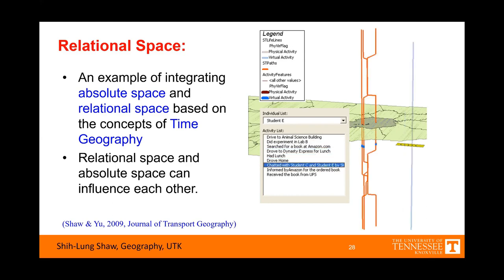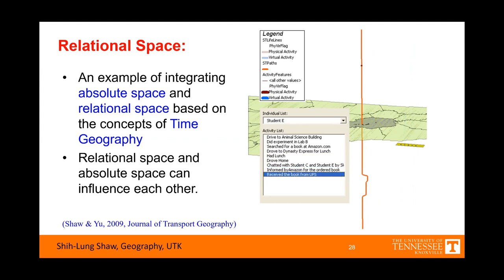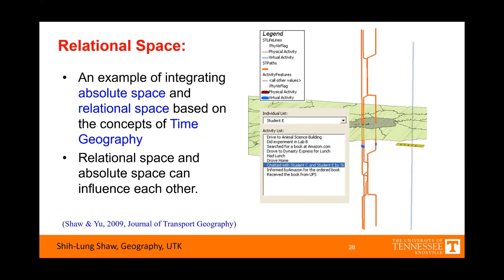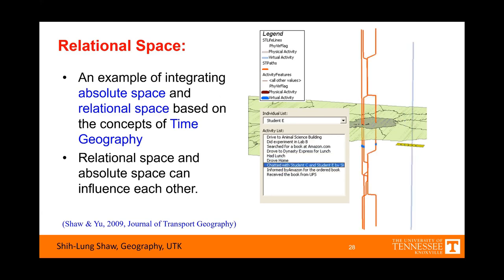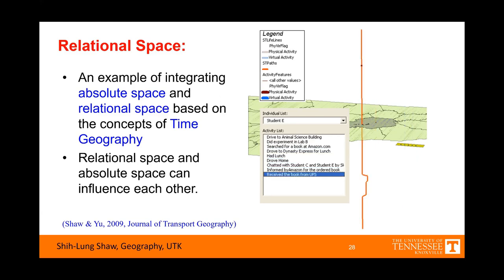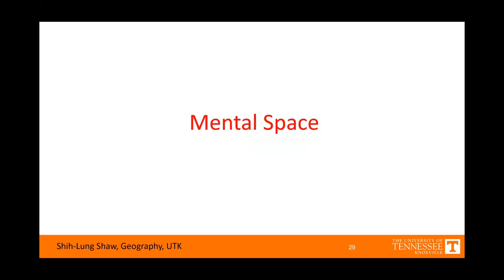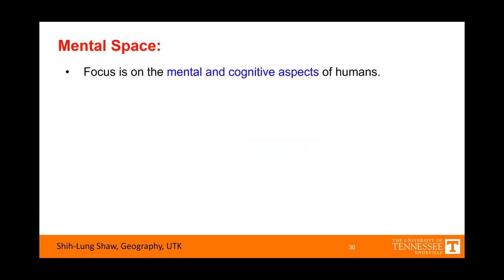So those four different concepts, absolute space, relative space, relational space, and mental space, are not independent from each other. They are actually associated, influenced, and linked with each other, because what you do in one space can affect your behaviors in other spaces. Then mental space. This focuses on the mental and cognitive aspects of humans.